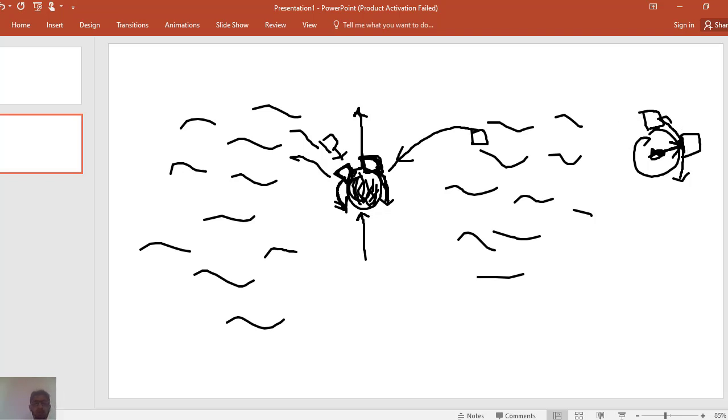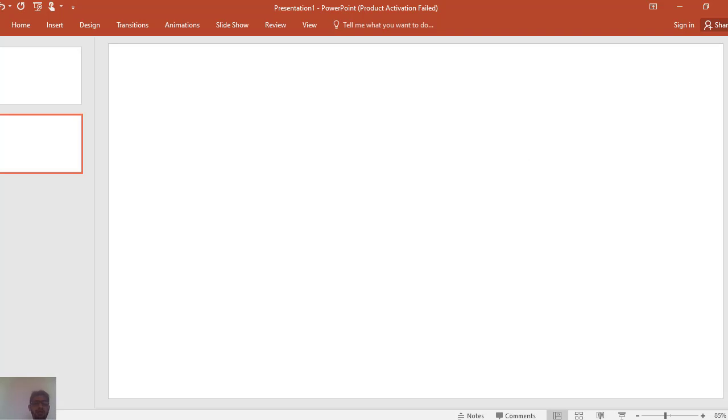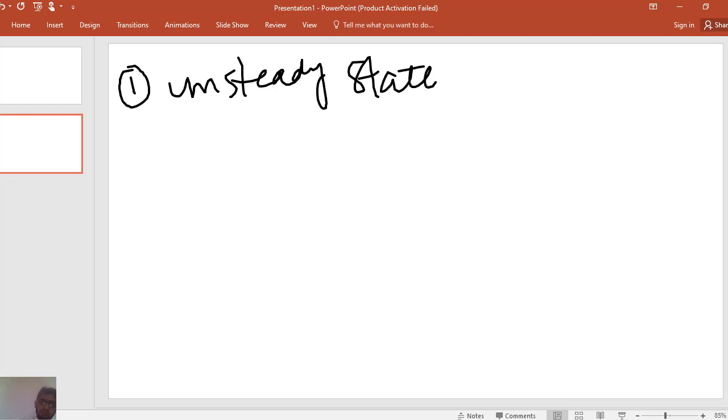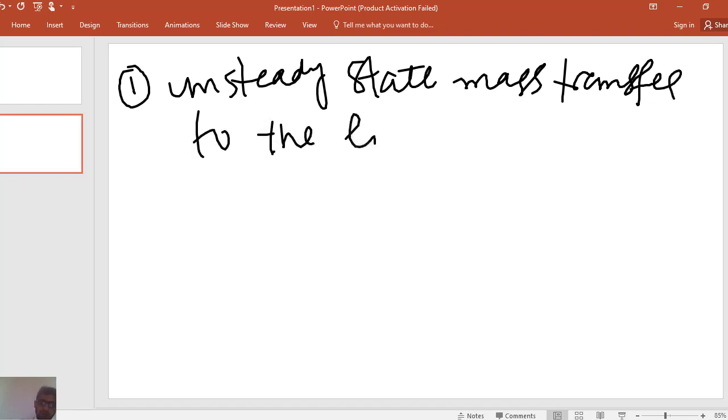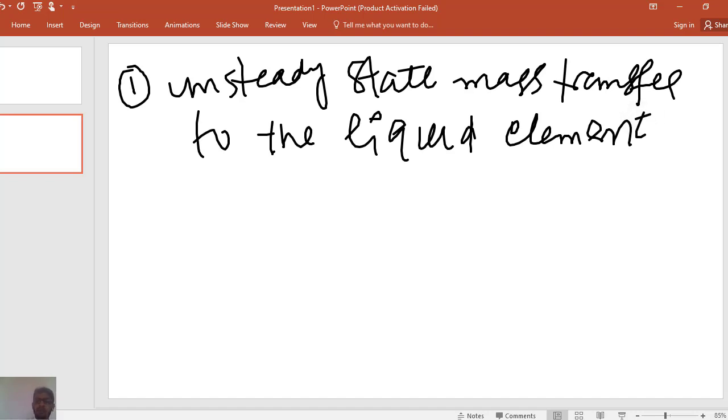of the penetration theory. The first assumption of the penetration theory is that there will be unsteady state mass transfer to the liquid element. The liquid element comes to the bubble surface.